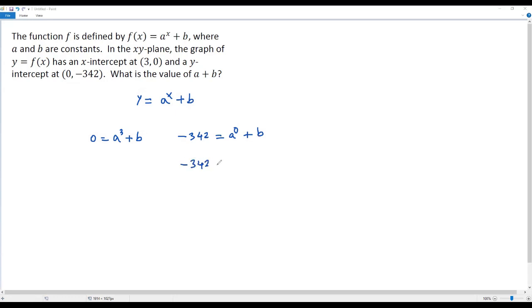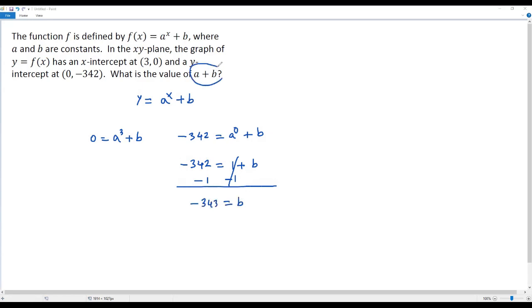Negative 342 equals the value of a^0 plus b. That is, anything raised to the 0th power equals 1, so -342 = 1 + b. Now let's solve for b in this equation. Let me subtract 1 from both sides of this equation. Positive and negative 1 will cancel out. When I combine this one and this one, I am getting -343 = b. I got the value of b.